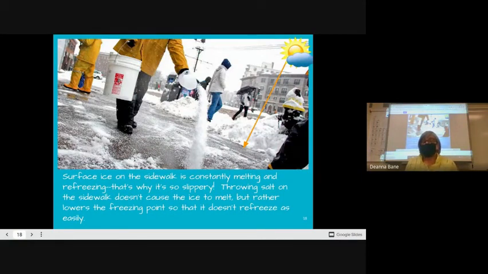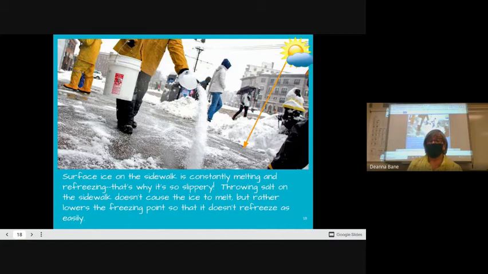All right, so the stuff that we throw on our sidewalks in the wintertime in Minnesota is often called ice melt, but it's not really melting the ice. The surface of the ice on the sidewalk is constantly melting and refreezing. So there's always a thin layer of water on the surface. And that's why it's so slippery. That thin layer of water that can easily move reduces the amount of friction, and it gets very slippery.